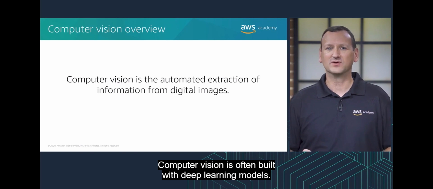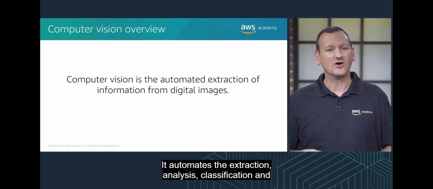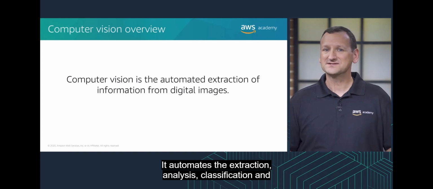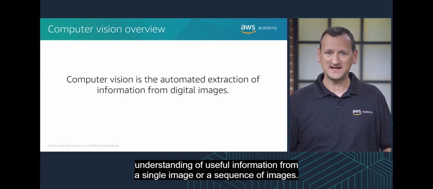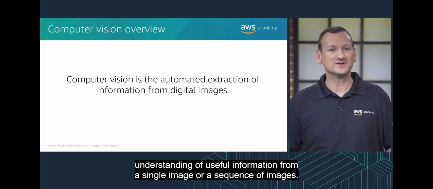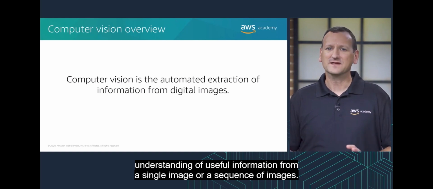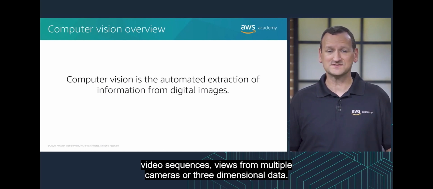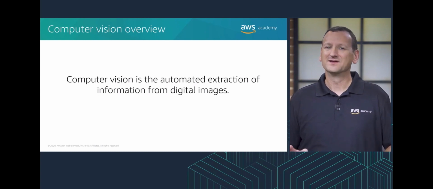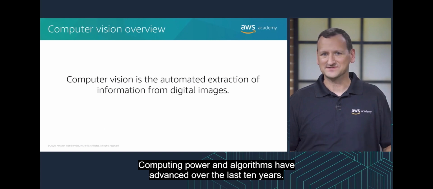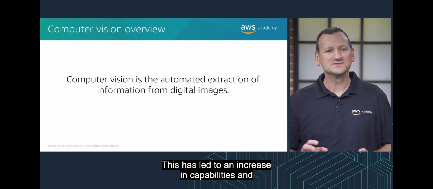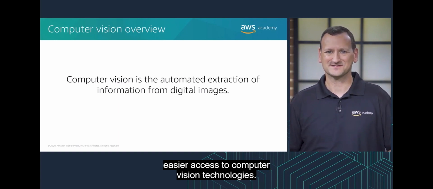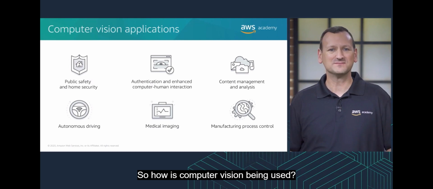Computer vision is often built with deep learning models. It automates the extraction, analysis, classification, and understanding of useful information from a single image or a sequence of images. The image data can take many forms, such as single images, video sequences, views from multiple cameras, or three-dimensional data. Computing power and algorithms have advanced over the last 10 years. This has led to an increase in capabilities and easier access to computer vision technologies. So how is computer vision being used?